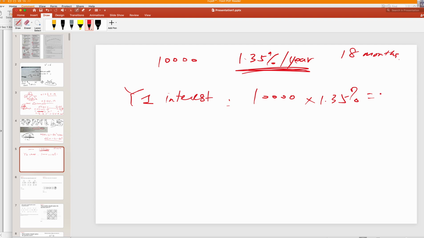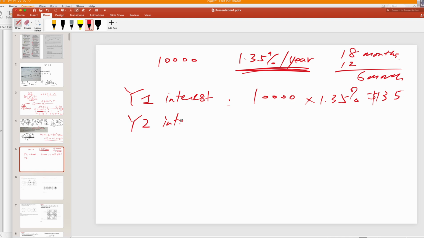I think you get 135. 135. Okay, good. So this is your year one interest. But you still have 6 months left, right? So this is your year two, but not the entire year. It's half of it.